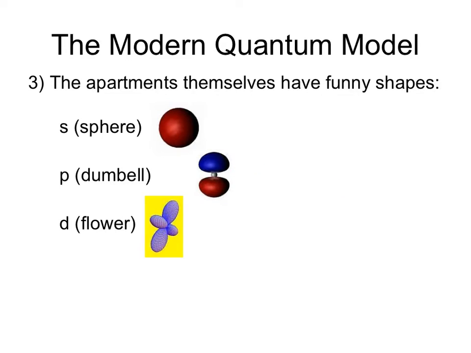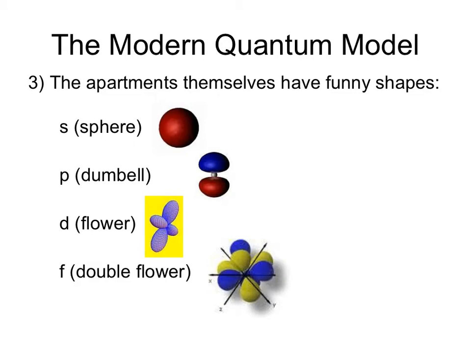Okay, the D level has this, what they've called a flower shape. And then the F level is this double flower shape. Okay, don't worry about totally understanding the shapes and how they interact with each other and fit all together. Just recognize which shape goes with which level. You can tell as you go up, they get more complicated. Okay?